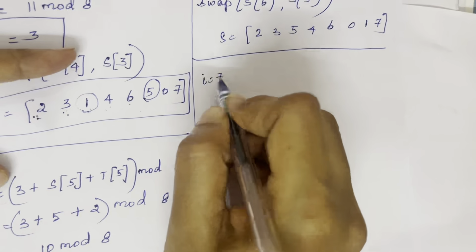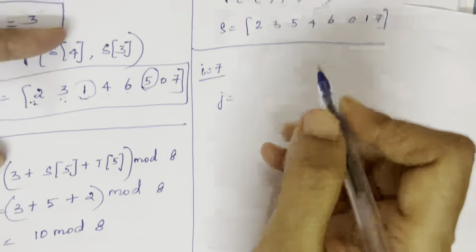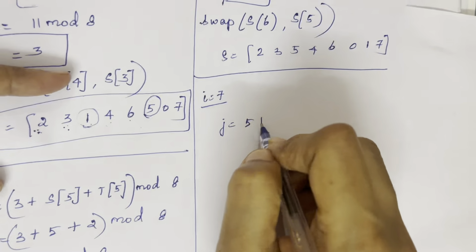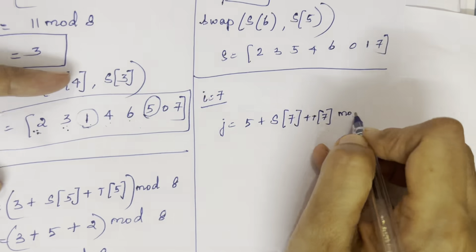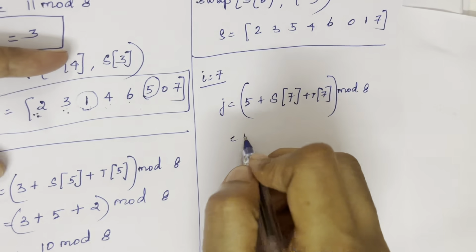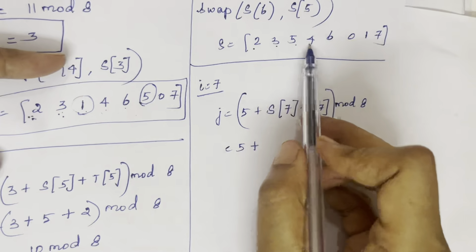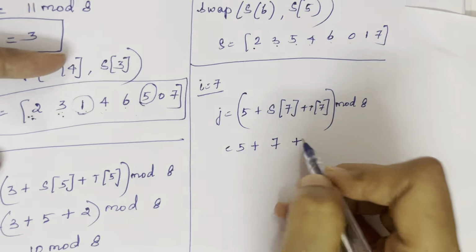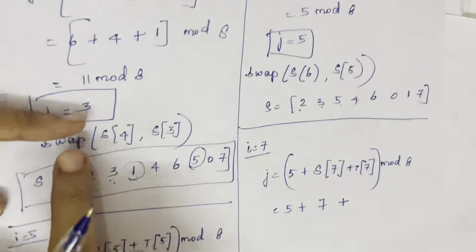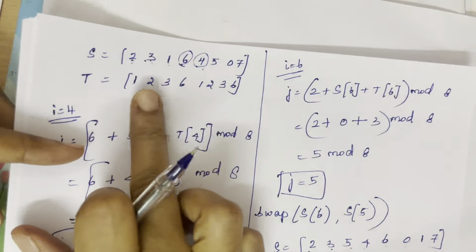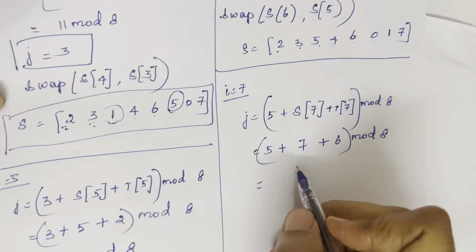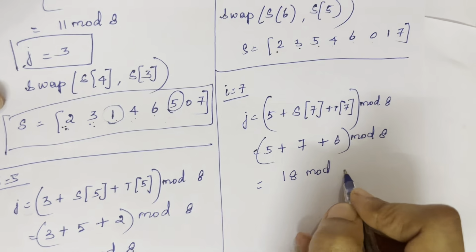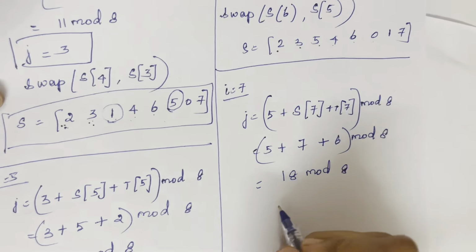Now the last iteration, i equal to 7. The previous value for j is 5. 5 plus s of 7 plus t of 7, mod 8. That will be 5 plus s of 7, which is 7, plus t of 7, the last value in t, which is 6. 6 mod 8. That will be 18. 18 mod 8, the answer will be 2. Okay, j will be equal to 2.